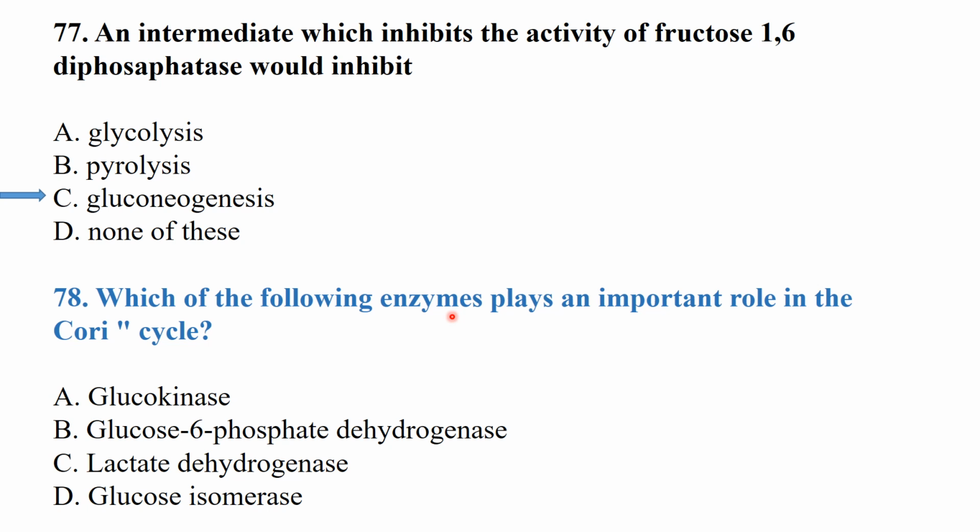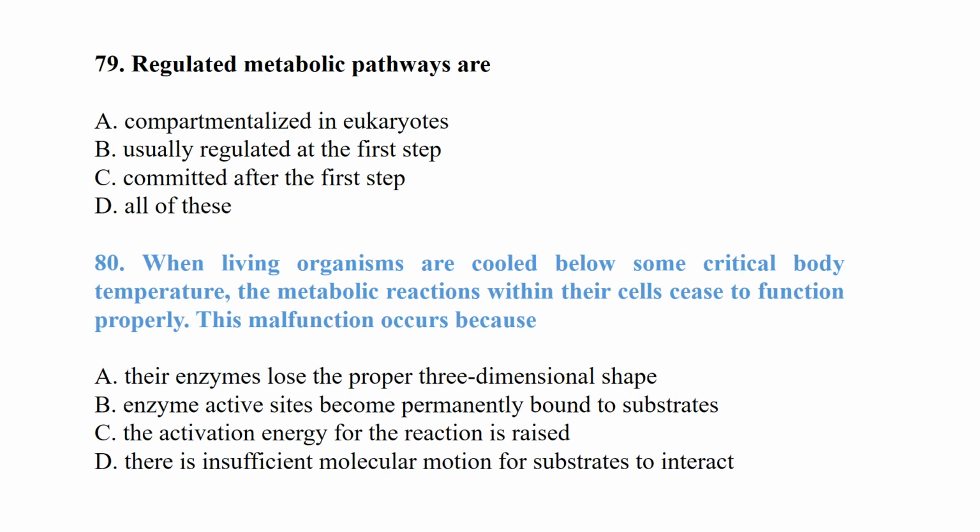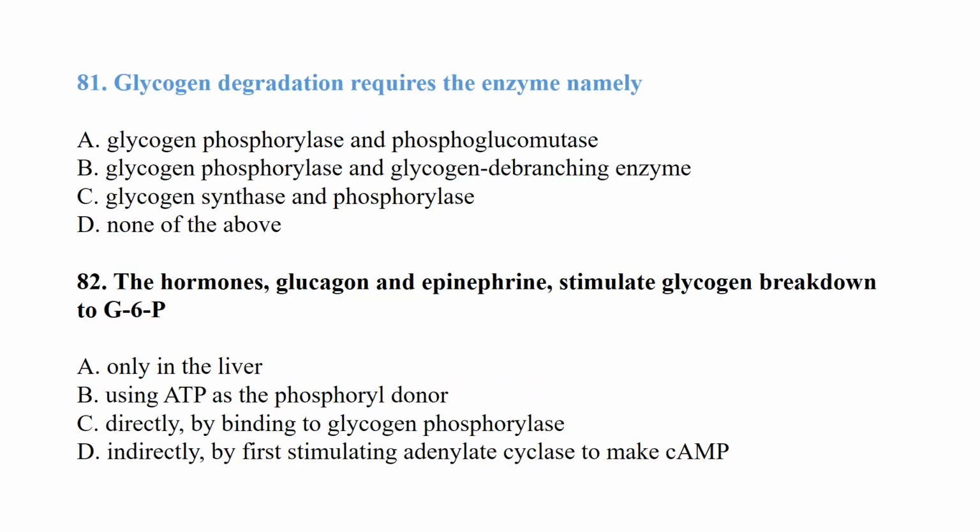Which of the following enzyme plays an important role in the Cori cycle? अब Cori cycle हम पढ़ चुके हैं, तो इसमें lactate cycle होते हैं, तो ज़रा lactate dehydrogenase enzyme बहुत important role play करेगा. Regulated metabolic pathways are, all of these are the regulatory metabolic pathways. When living organisms are cooled below some critical body temperature, the metabolic reactions within their cells cease to function properly. This malfunction occurs because there is insufficient molecular motion for substrates to interact.